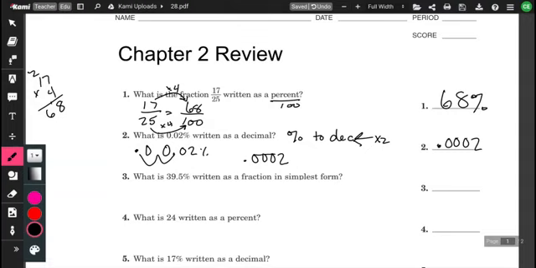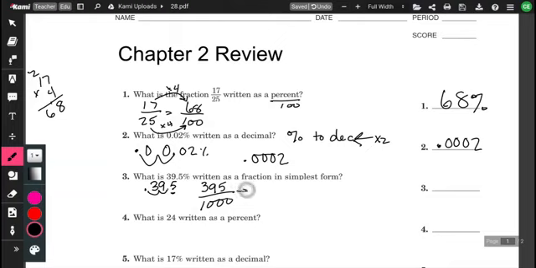All right. Number 3, it says what is 39.5% written as a fraction in simplest form. Make sure you are doing this in simplest form. So we are going to write 39.5 as a percent. We're going to make this a decimal. So 1, 2. Since it ends in the thousandth place, we're going to put it over 1,000. So 395 over 1,000.